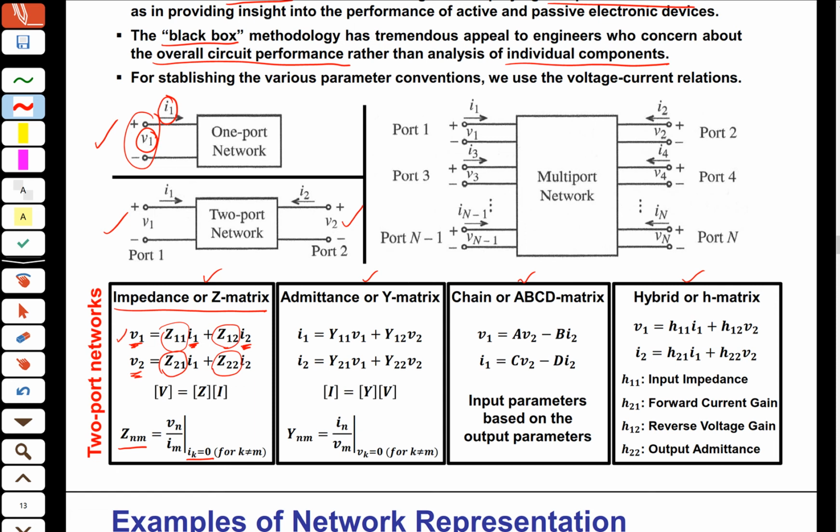The same thing we have for the admittance networks, the admittance or Y matrix. We say that the admittance parameters are In divided by Vn, when the other Vs equal 0. I mean when the other ports are short circuited. So I short circuit port 2, so V2 is equal to 0, and then measure the current at port 1, and then I say Y11 is this. It's clear.